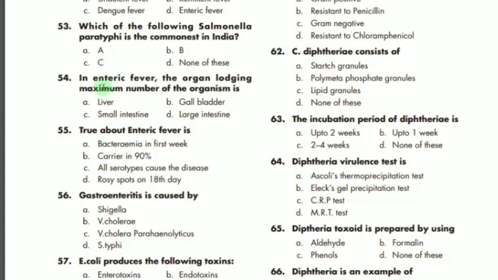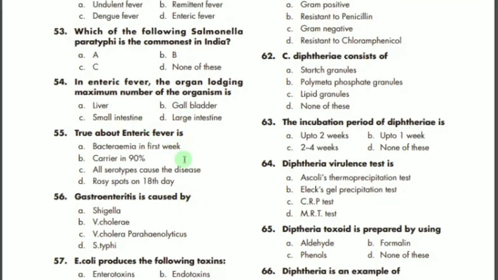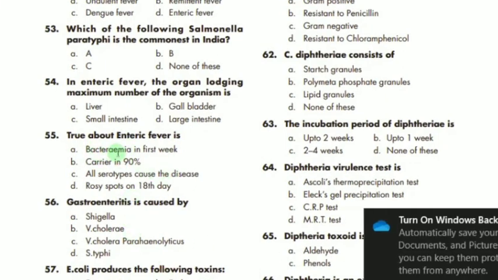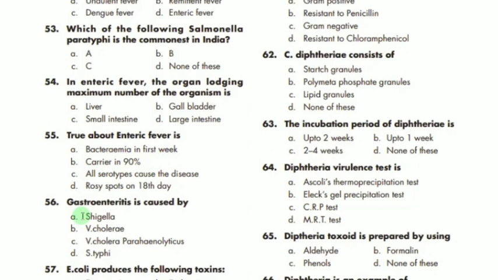54 MCQ says that in enteric fever the organ holding the maximum number of organisms is, so the maximum number of organisms are found in the gallbladder. B is the correct option. 55, true about enteric fever. For enteric fever, it should be bacteremia, that will be in the first week. So A is the correct option.